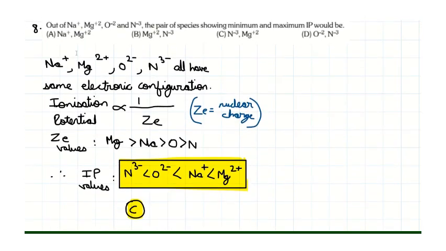In the eighth question, we need to find the pair of species that shows maximum and minimum ionization potential out of Na plus, Mg2 plus, O2 minus and N3 minus. Since they all have the same electronic configuration, the ionization potential has a relation only with the nuclear charge. Since the relation is inversely proportional, the values for ionization potential would be in the opposite order for that of the nuclear charge values. Thus N3 minus is less than O2 minus, less than Na plus and less than Mg2 plus would be the order for ionization potential values, giving us option C as the answer.